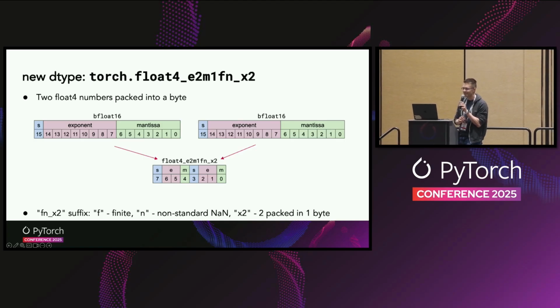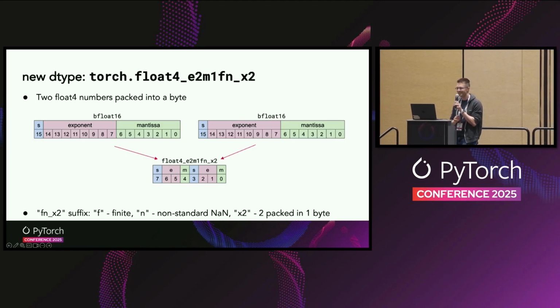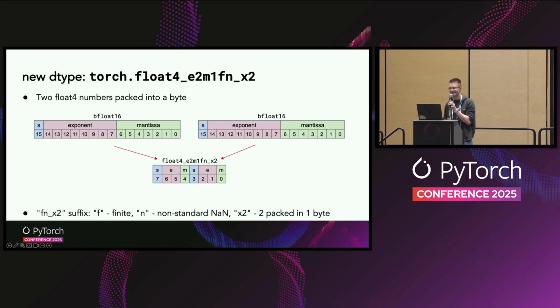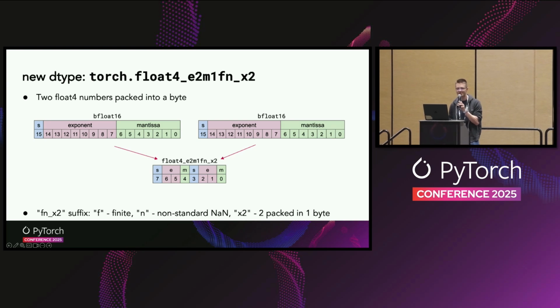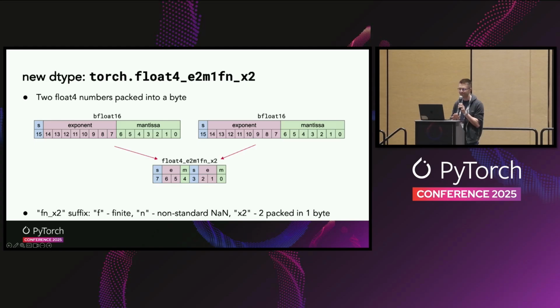And the second dtype I want to cover is called float4 E2M1FN X2, another very fun name. This is basically two float4 numbers packed into a byte. So imagine starting with two high precision numbers, for example, float16. You have some routine to compress them to float4, and then you pack two of them together, and you get this new dtype. Explanation on the suffix, F is finite, so there's no infinity here.